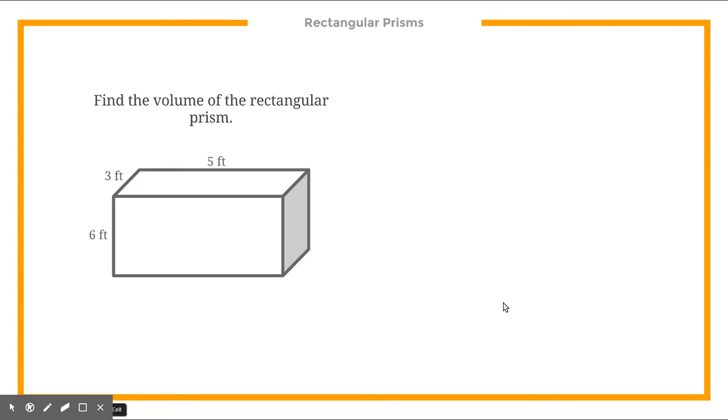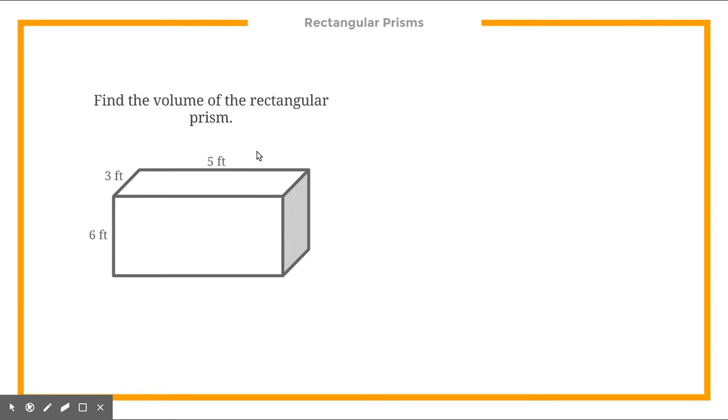And to find the volume of rectangular prisms means that you're finding all of the volume of everything inside of the rectangle. So all the space inside of that rectangle, how much is that? And so that's a little bit different than area because with area it was a flat plane surface, whereas with volume it's a 3-dimensional object or figure.